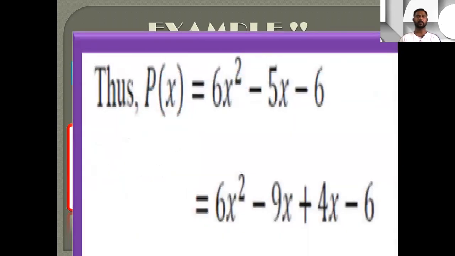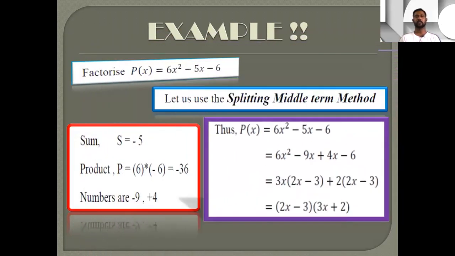We are applying the splitting middle term method. p of x is equal to 6x square minus 5x minus 6. First term 6x square, second term minus 5x split as minus 9x plus 4x, using the numbers we found, minus 9 and plus 4. So written as minus 9x plus 4x, last term copied as minus 6.